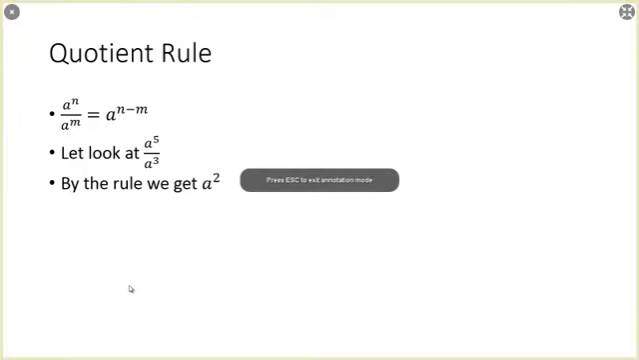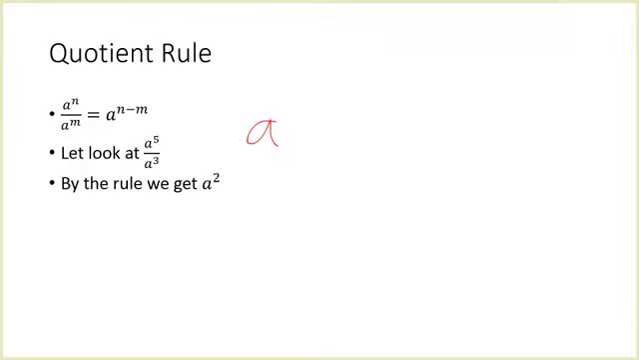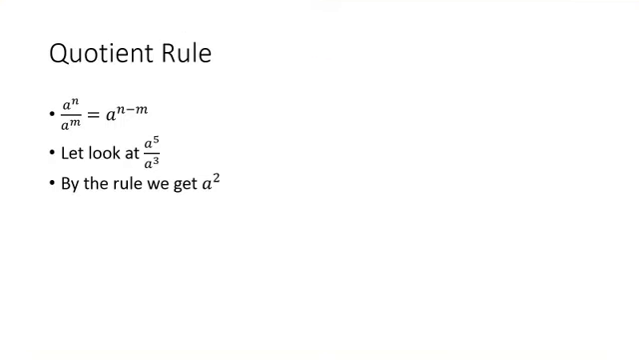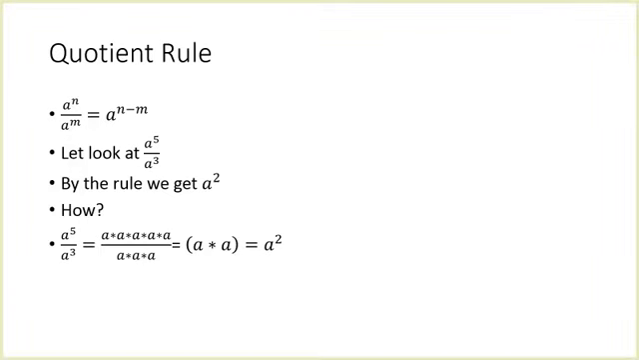And I'll write that out for us. So we get a to the 5th minus 3, which is a squared. And how this would work is we would have a to the 5th on top, a cubed on the bottom. And we know a divided by a is 1, so we cancel all of these out. I'm getting a times a, which is a squared.